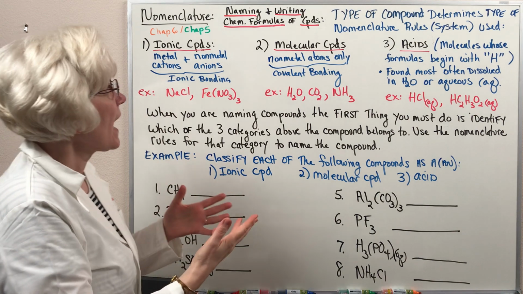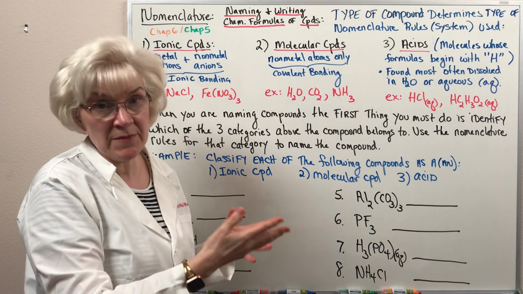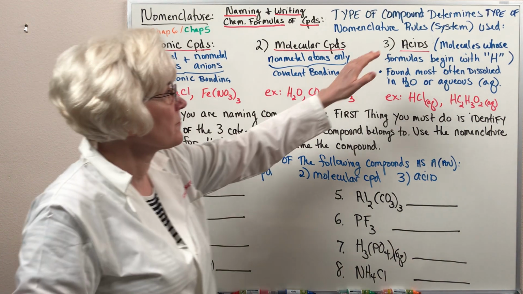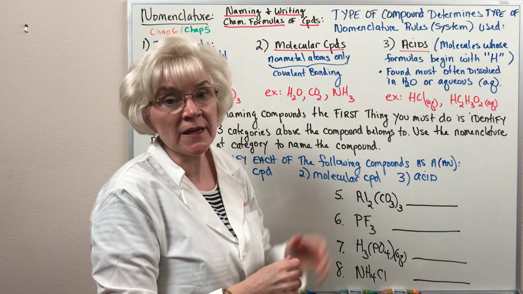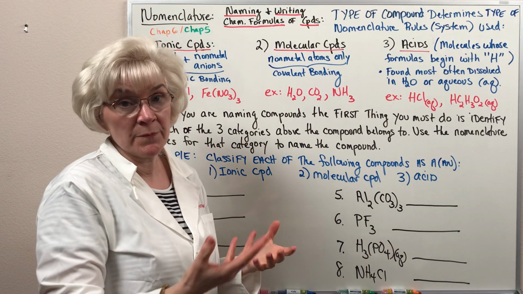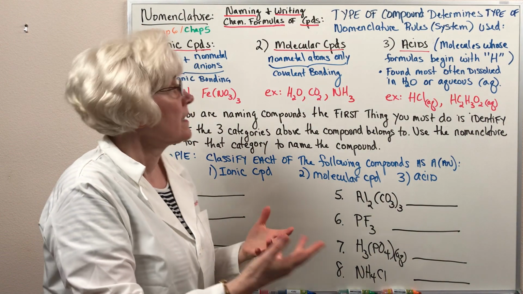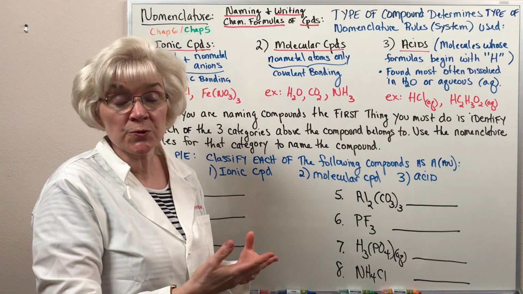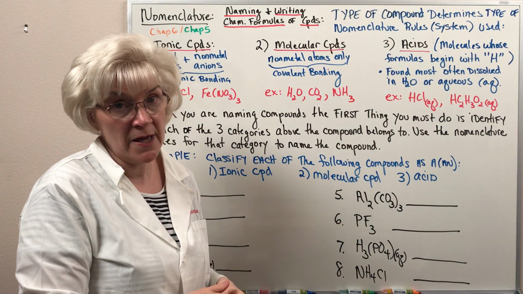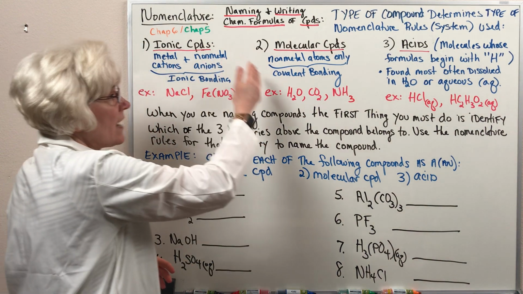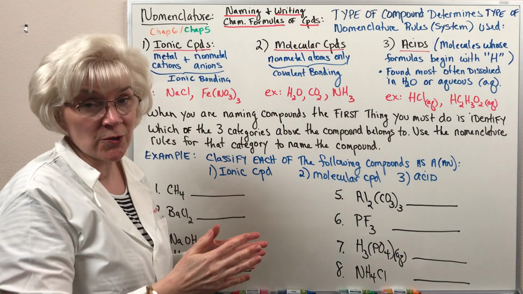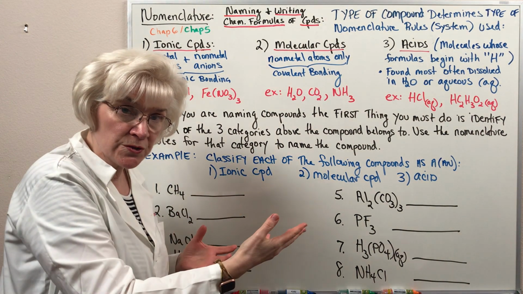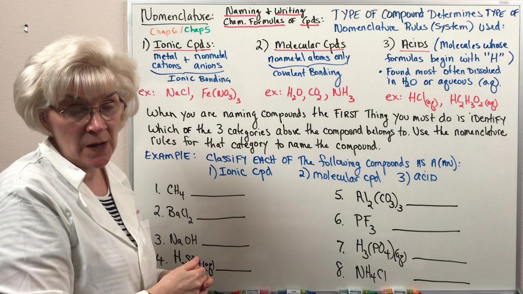Now when we look at nomenclature, naming or writing the chemical formula of a compound, the very first thing we have to recognize and determine is what type of compound we are looking at, because the type of compound determines the nomenclature rules that are used for naming that compound. So you can see I have up on the board 3 categories that we would place a compound in and then use the rules for that category to name the compound.